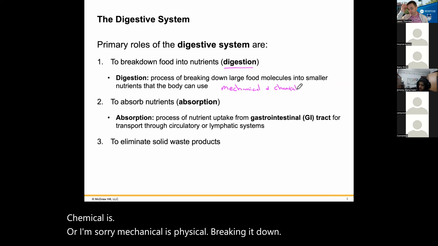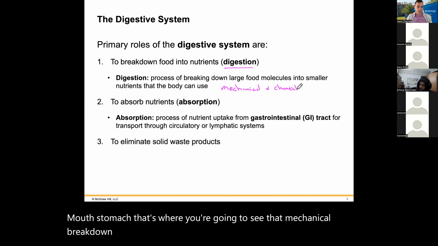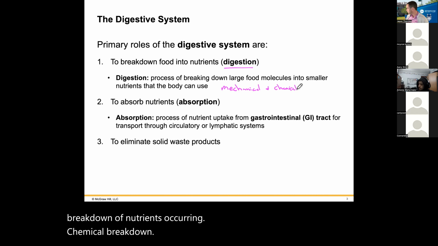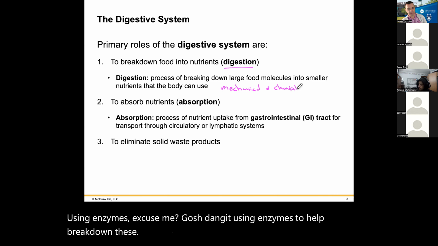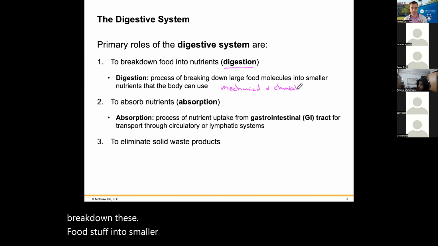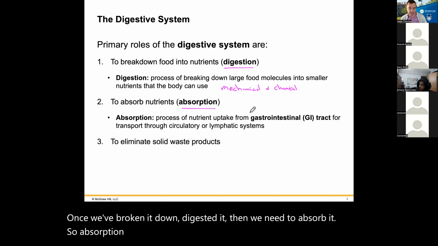Mouth, stomach, that's where you're going to see that mechanical breakdown of nutrients occurring. Chemical breakdown uses enzymes to help break down these foodstuffs into smaller and smaller bits. Once we've broken it down, digested it, then we need to absorb it. So absorption is going to be a major function of this digestive system.